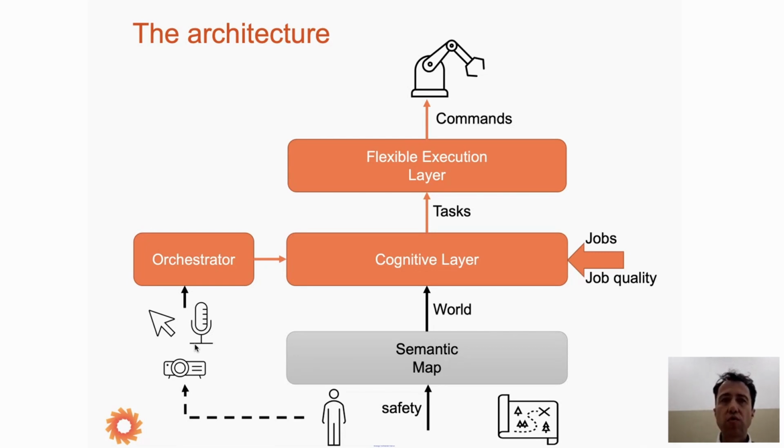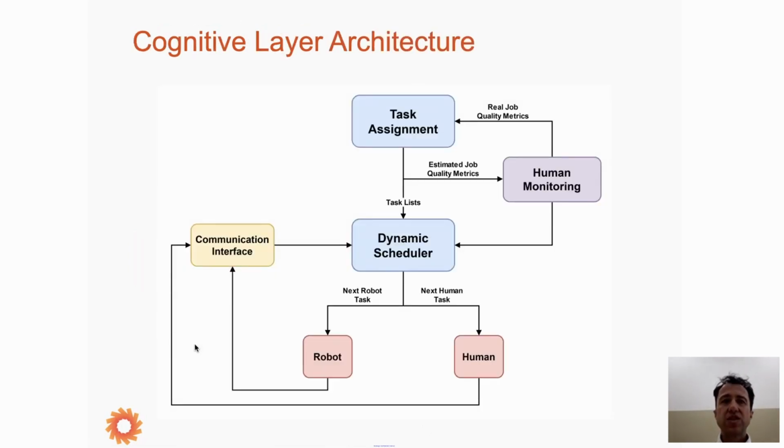So let's try to describe quickly each of these ingredients, okay? So let's start from the cognitive layer. The cognitive layer is basically made up of two blocks, the task assignment and the dynamic scheduler. The task assignment takes the description of the job and it splits it into a set of tasks. And as I said a few minutes ago, it distributes these tasks among the human and the robot according to a set of metrics that evaluate if a task can be done by the human, if a task can be done only by the robot or only by the human, and it evaluates how good humans and robots are to execute a specific task.